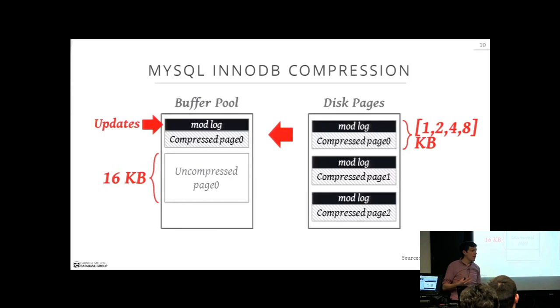So the key thing here is, if I have to read the tuple, I have to decompress the entire thing. If I just have to update it, I can keep applying updates to the mod log until it gets full, and then I have to open it back up and apply the changes. So this is an example of doing block level naive compression.